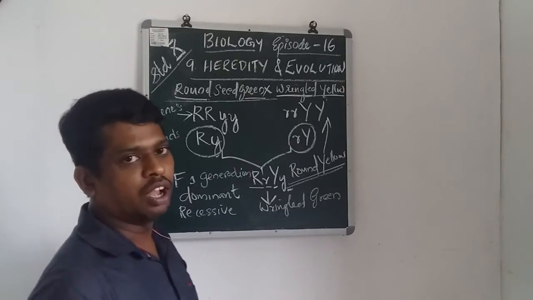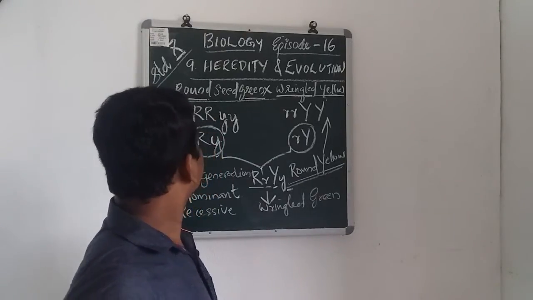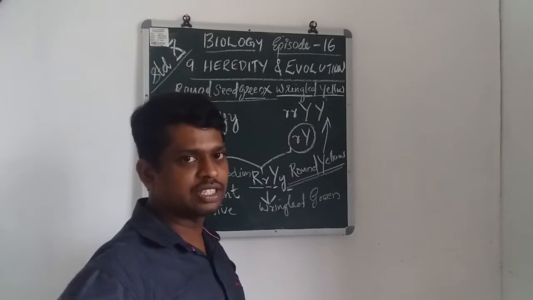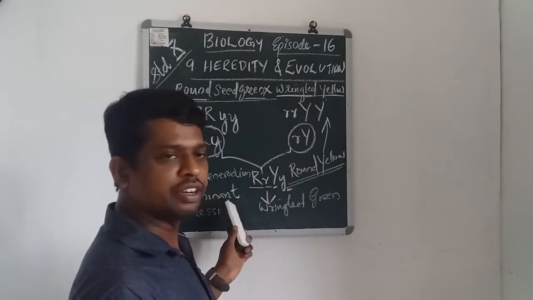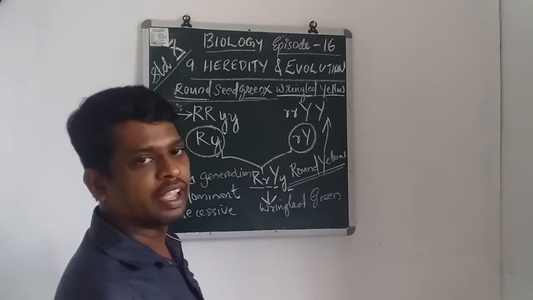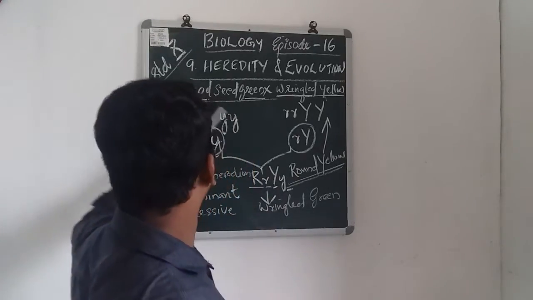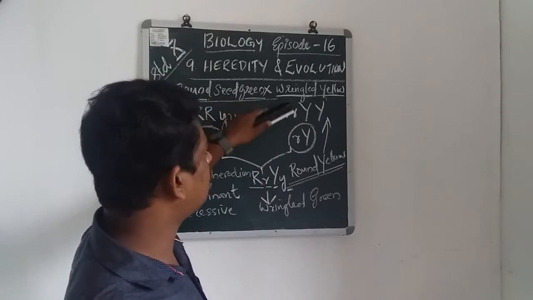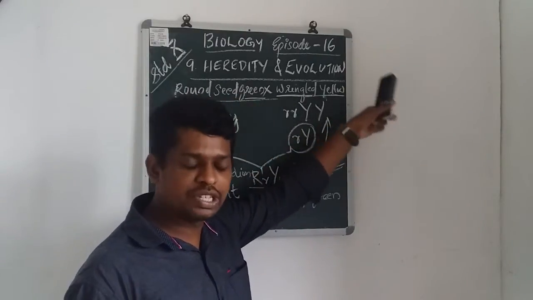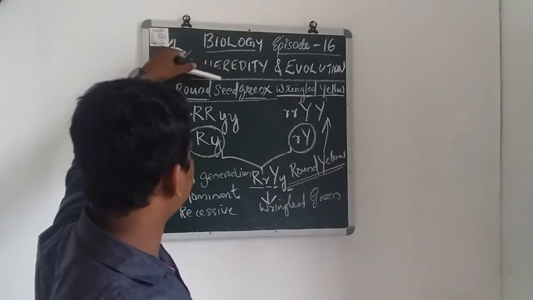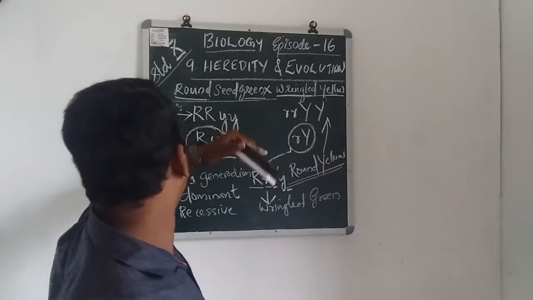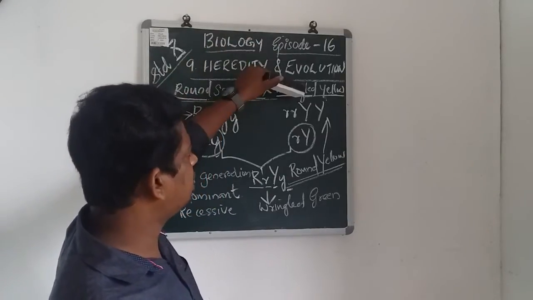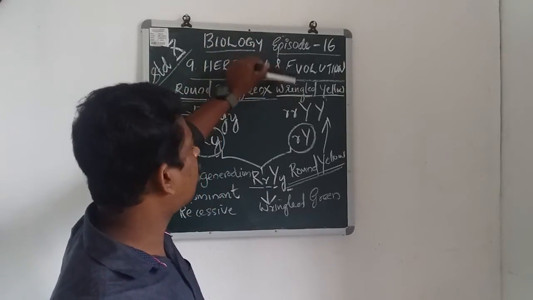Again, take your notebook. You must take your notebook at this time and write this down. Look at this: round seed with green color is crossing over with wrinkled seed with yellowish color. The round seed will denote the genes with the capital R, and the wrinkled seed will denote it with the small r.